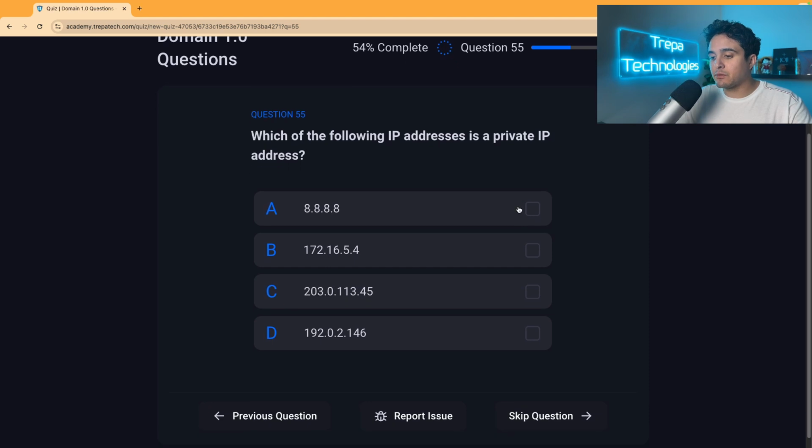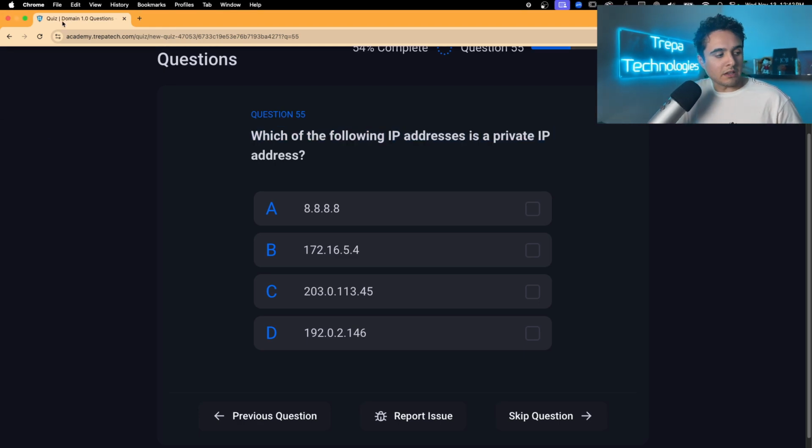Question 55. Which of the following IP addresses is a private IP address? So looking for the RFC 1918 standard when it comes to private IPs, we have 3 different classes of RFC 1918 private IP addresses: Class A, Class B, and Class C. I'm going to bring my pen up and go through with you the ranges of those different private IP addresses. So we have the Class A private IP range.